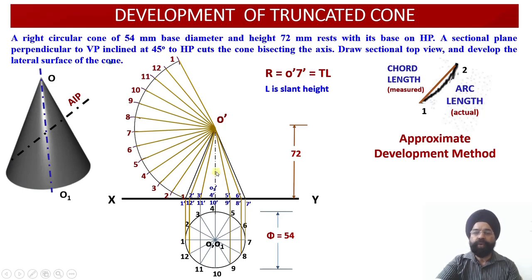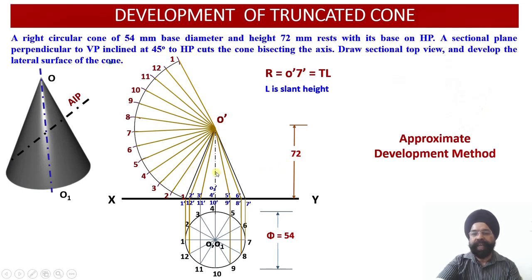Now we are going to take care of the cutting plane, see how it cuts the particular cone over here, and then we'll see how we are going to obtain the sectional top view. Then the cutting points, that are the points of intersection, will be transferred from the front view to the view of my development over here. So let us start working upon that.